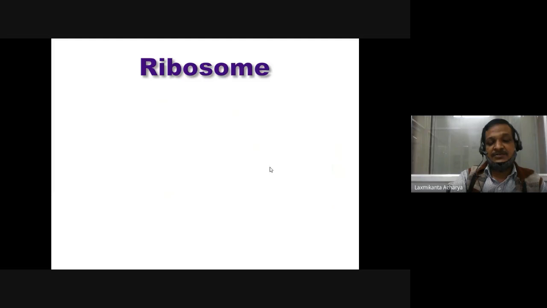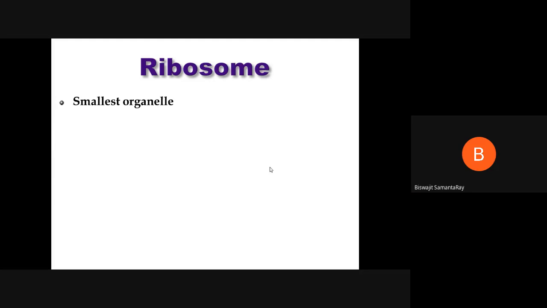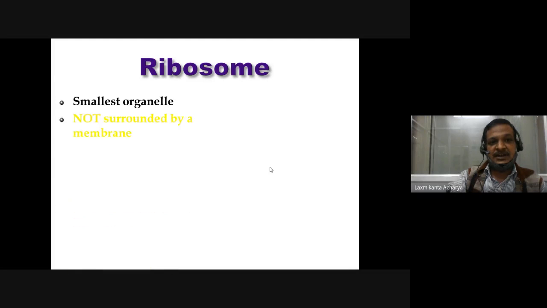Okay, now though we have discussed ribosome yesterday, you can see some more slides. Ribosome is the smallest organelle. Which one is the largest organelle? Nucleus. Very good. And ribosome is one kind of organelle which is not surrounded by membrane.